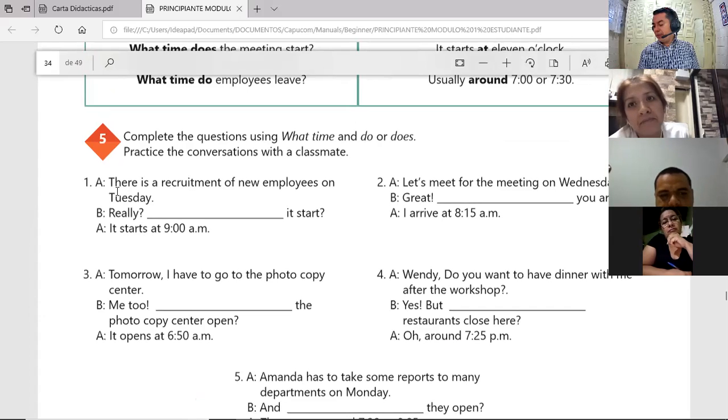There is a recruitment of new employees on Tuesday. Really? What time does it start? It starts at 9 a.m.